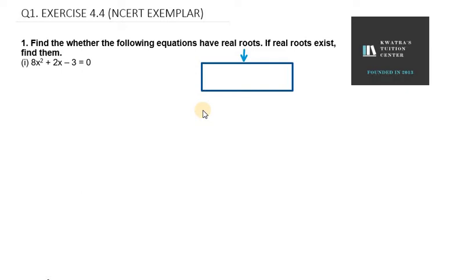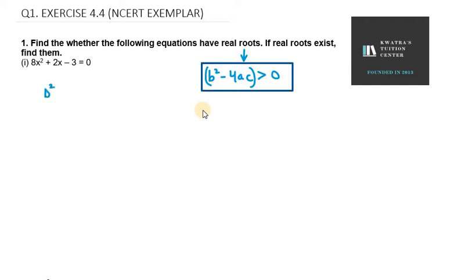तो real roots की condition क्या होती है? We have b square minus 4ac greater than 0. If you get this value as greater than 0, then only they will have real roots. अगर रियल रूट्स एग्जिस्ट करते हैं तो उसको हमें फाइंड भी करना है. सो लेट्स चेक फॉर द फर्स्ट वन.